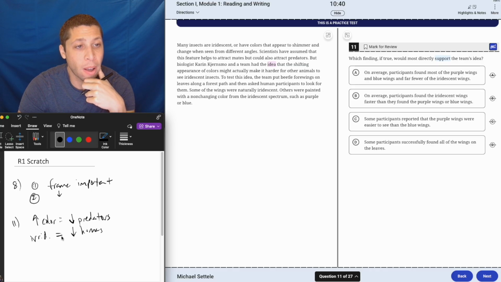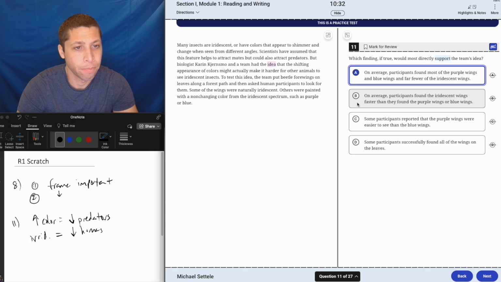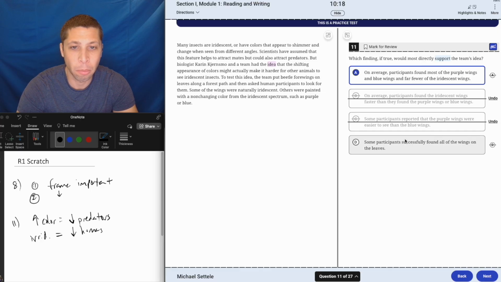On average, participants found most of the purple wings and blue wings and far fewer of the iridescent wings, right? That would make sense, because if we're supporting the idea, then the iridescent ones are harder to see. On average, participants found the iridescent wings faster than they found the purple wings. No, because that would mean that the iridescent wings are easier to see. We're trying to say that they're harder to see. Yeah, shifting colors. Some participants reported that the purple wings were easier. No, we're not comparing purple and blue. The purple and blue are the same. Some participants successfully found all the wings. No, who cares? Good for them.